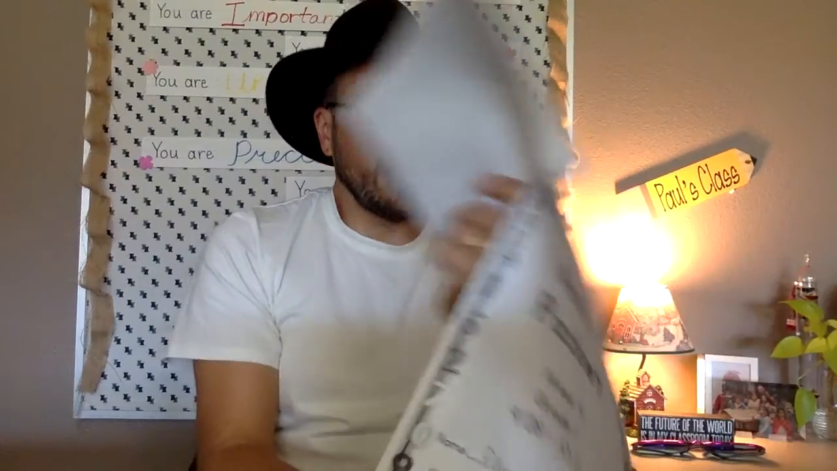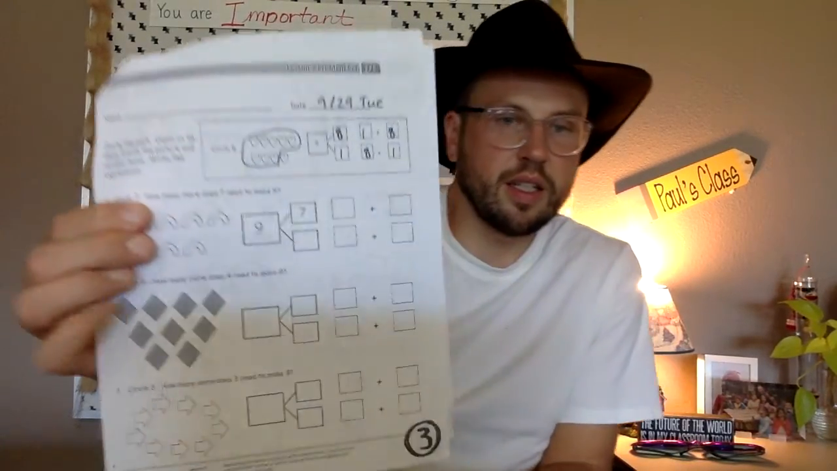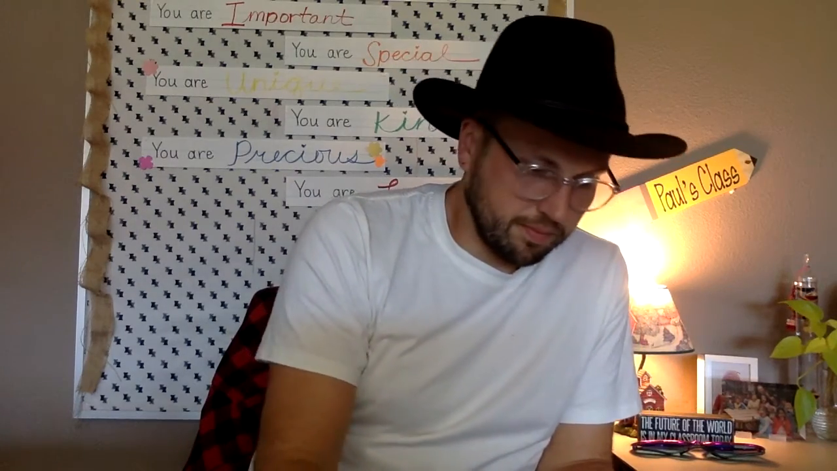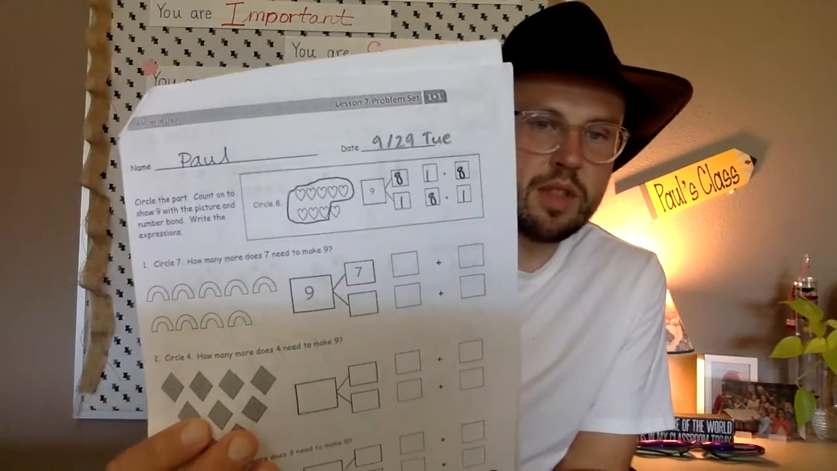Now we're going to switch gears. You're going to go ahead and reach out, grab your math packet, week 4, grade 1, and you're going to turn to page 3. Okay? Looks like this. Make sure you write your name right at the top. And then the date's already written for you.